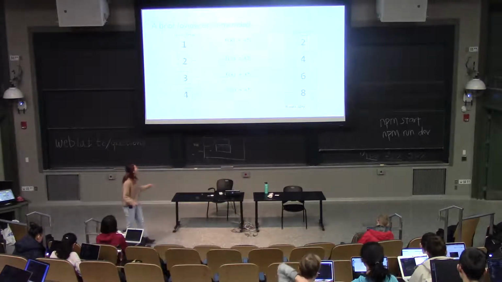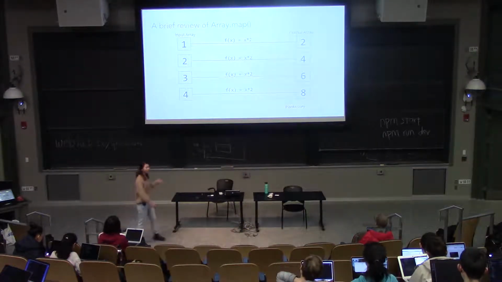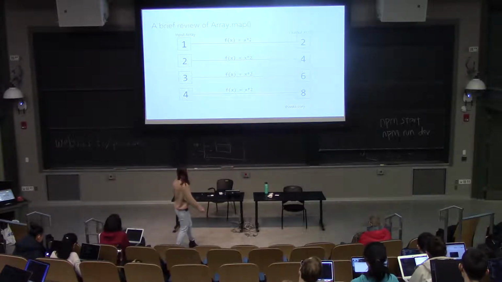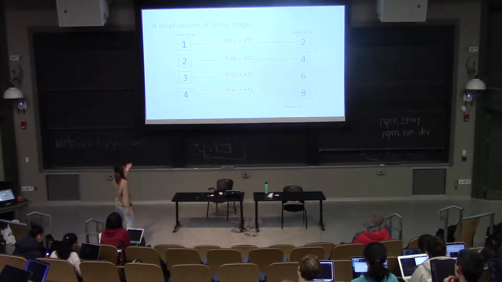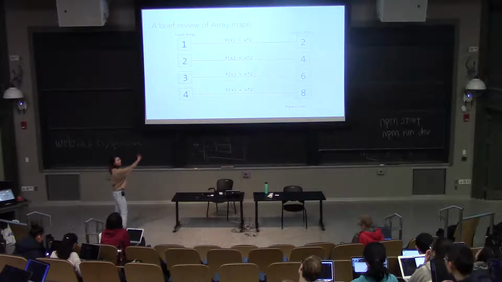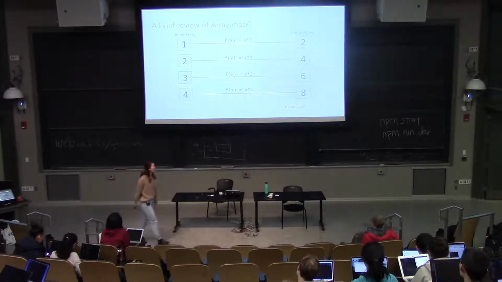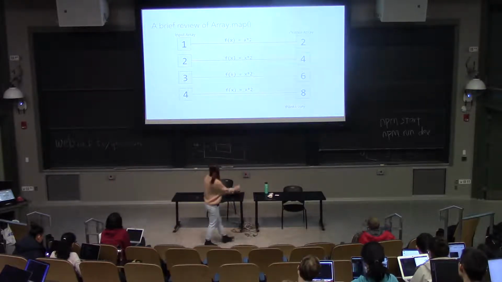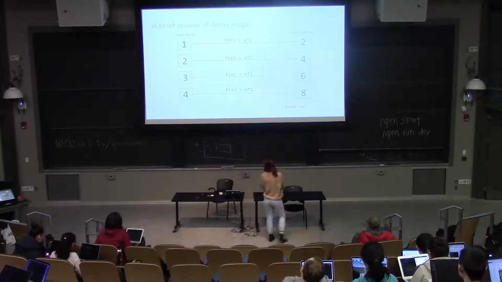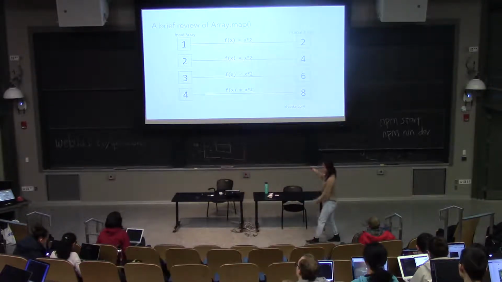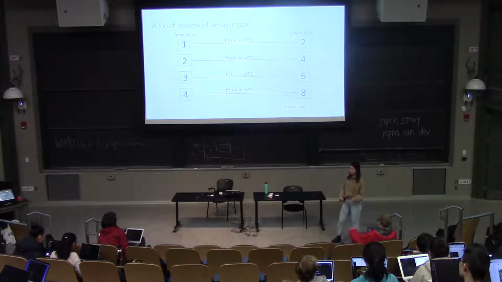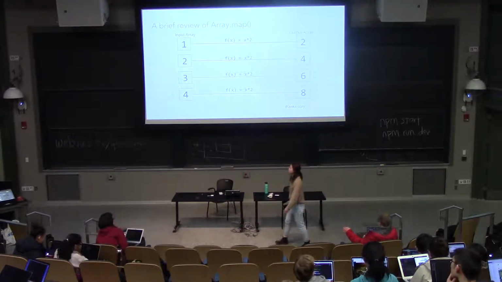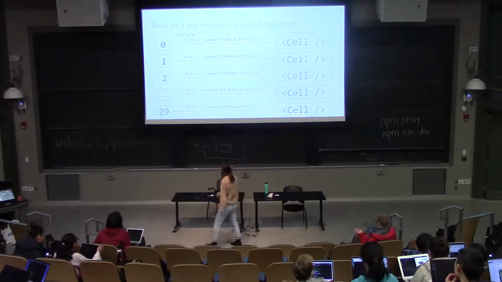So let's review map. I took this straight off of Koei's slides on Monday. Basically, we have an input array, we apply a function, we multiply it by 2, and then we get an output array. So 1 times 2 is 2, 2 times 2 is 4. This is a relatively simple function. But let's think about how we can apply map to what we want to do.